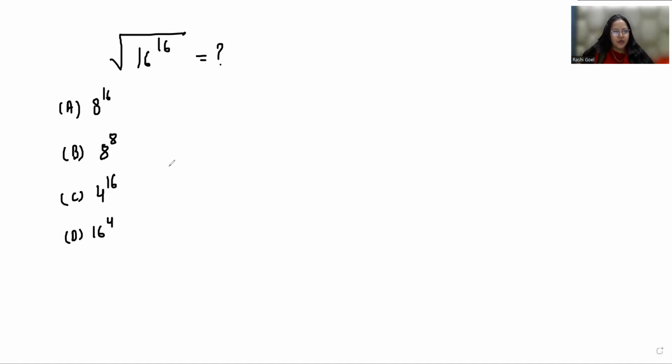My name is Rashi Goel and in this video we are going to solve: square root of 16 power 16 is equal to what? 8 power 16, 8 power 8, 4 power 16 or 16 power 4. So let's solve and check which one is correct. So, square root of 16 power 16.